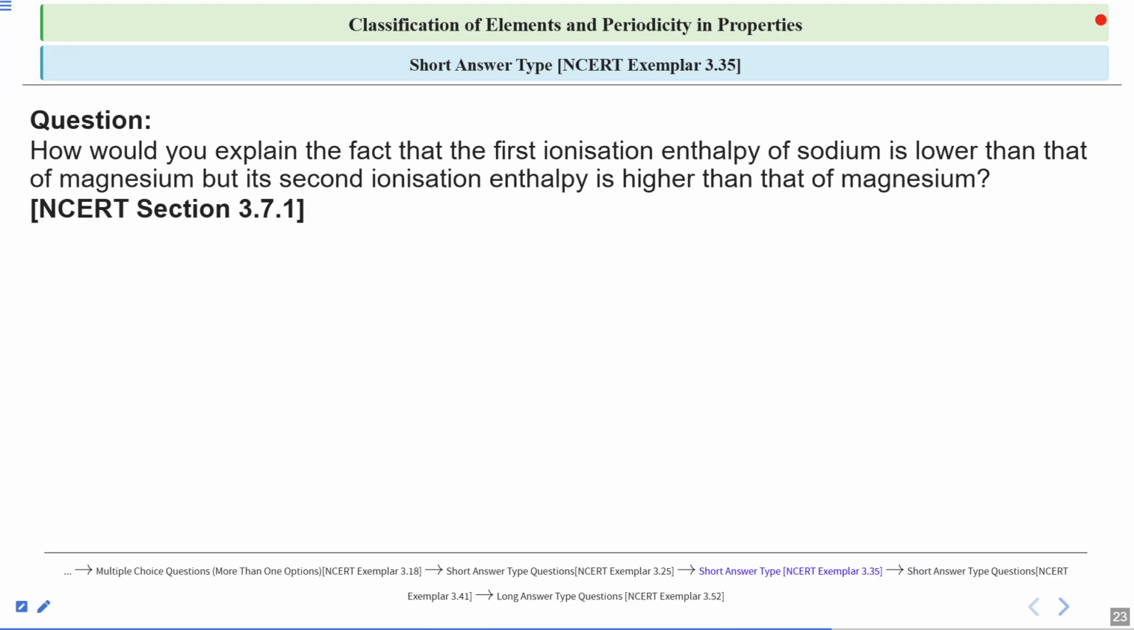Now moving on to the next question. How would you explain the fact that the first ionization enthalpy of sodium is lower than that of magnesium, but its second ionization enthalpy is higher than that of magnesium? Your time to solve this question starts now. Just try to write the electronic configuration to figure out this question.